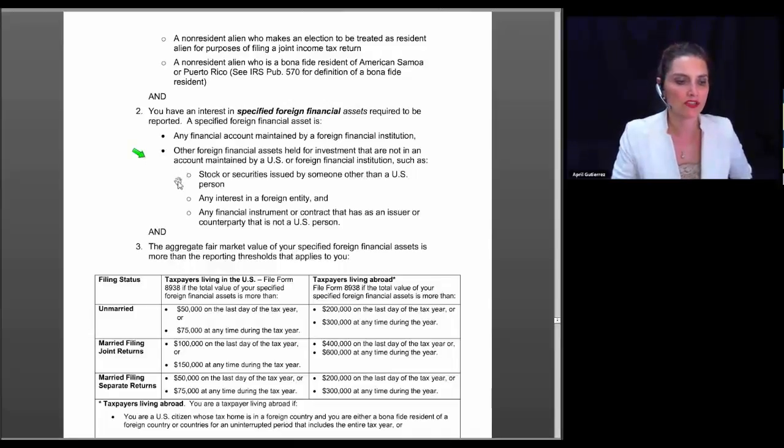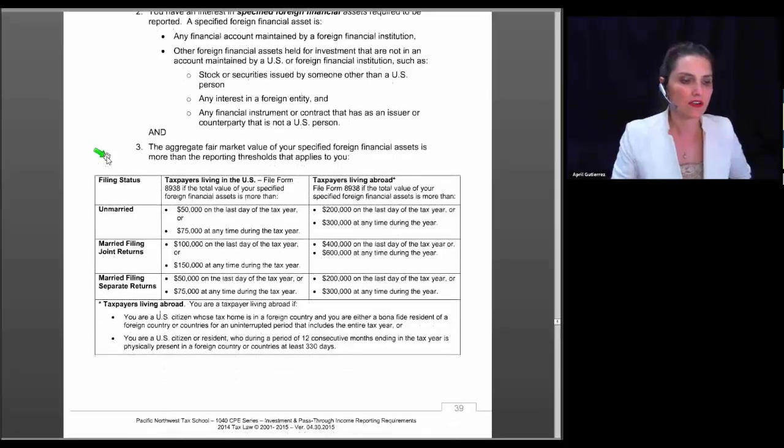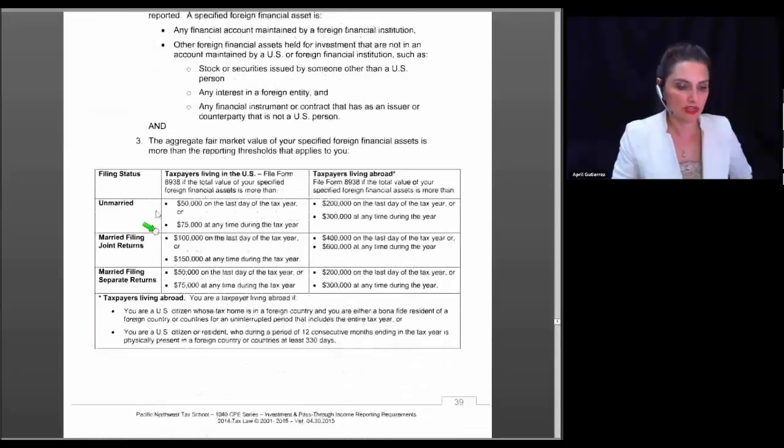Foreign financial institution, such as stocks or securities, any interest in a foreign entity, and any financial instrument or contract that has an issuer or counterparty that is not a U.S. person. And also, the aggregate fair market value of your specified foreign financial assets is more than the reporting thresholds that apply to you. So these are the three requirements if you meet 1, 2, and 3.